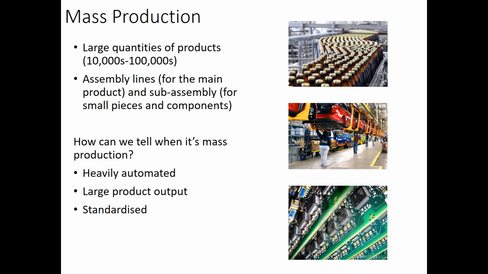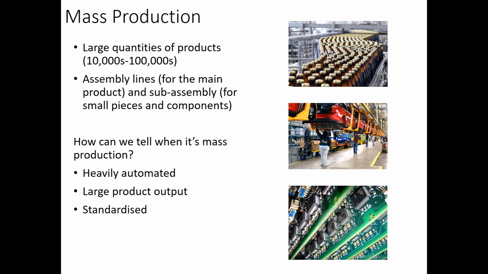Mass production. So these are large quantities of products, in the 10,000s to 100,000s, maybe even more. Assembly lines for the main product and sub-assemblies for small pieces and components. These processes are heavily automated, so it's hardly ever touched by a human. There are parts where it is, but it's mostly done by robots.